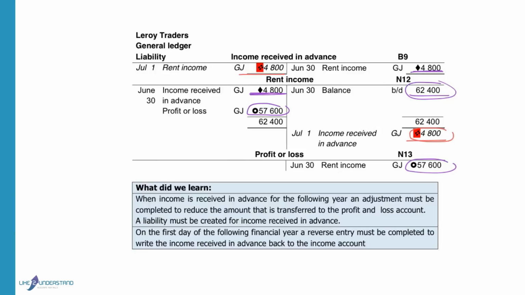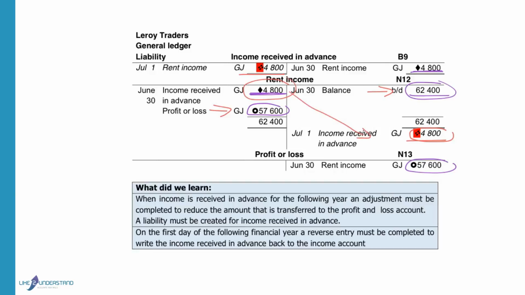We had the figure 62,400 that was received. We calculated what is the amount that must go to the profit and loss. Then we calculated a balancing figure, the difference between the 57,600 and the 62,400. And we actually wrote down a balance, and there we bring down our balance to the next financial year.